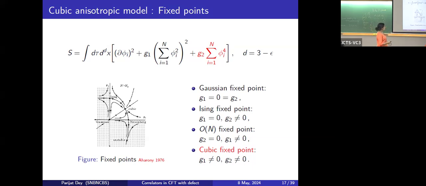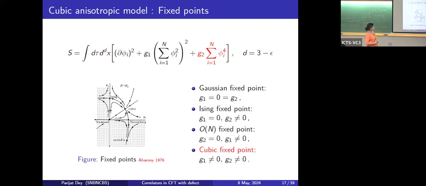And this is the ON fixed point, where this term is 0, but this is non-zero. It's also called the Heisenberg fixed point. And finally we have the cubic fixed point, where both these couplings are non-zero. So this is the cubic fixed point.